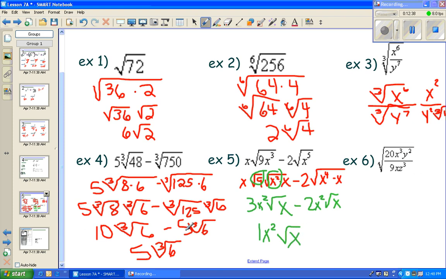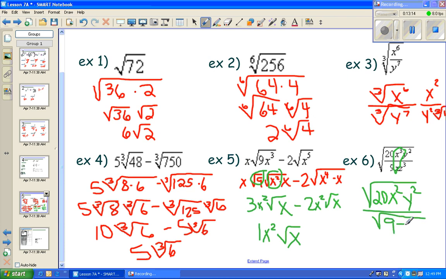All right, on example 6, you might want to simplify before we start worrying about the radicals. Is there anything that can go into 20 and 9? No. Let's work with our x cubed and our x's. And so since it's the same base, we're going to simplify that. This will take out one of those, so we'll have x squared on the top. And then we have y squared here. And then on the bottom, you're going to have the square root of 9.